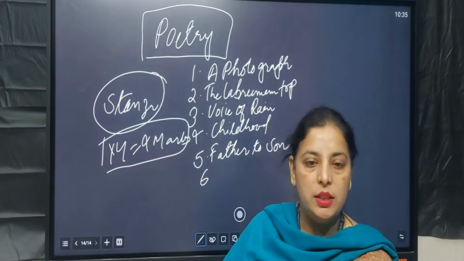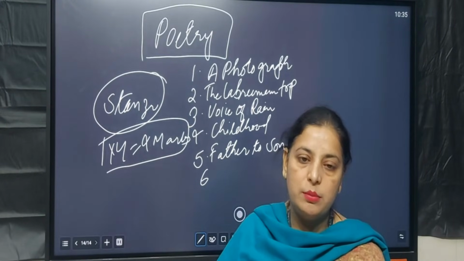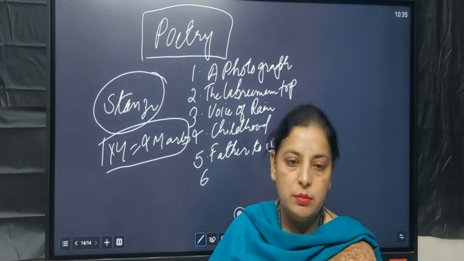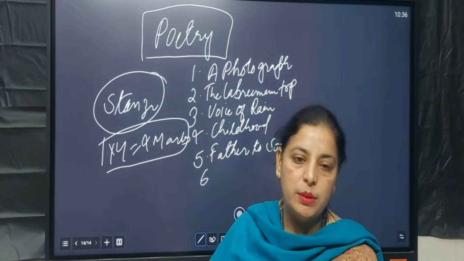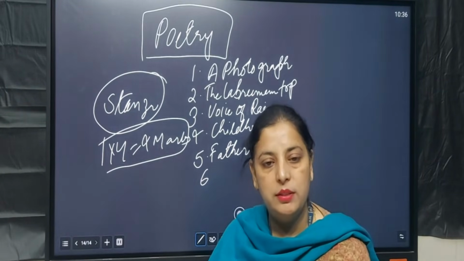A Photograph is written by Shirley Toulson, The Laburnum Top is written by Ted Hughes, Voice of the Rain is written by Walt Whitman, Childhood is written by Markus Natten, Father to Son is written by Elizabeth Jennings.